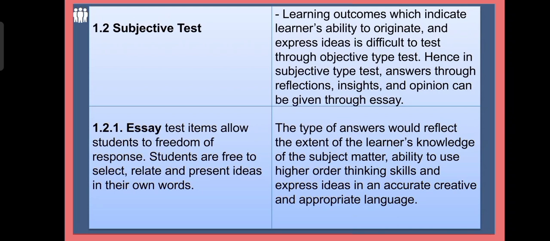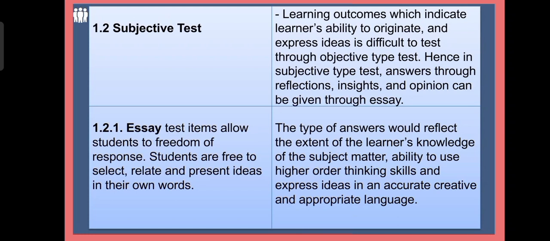Next, essay. Essay test items allow students the freedom of response. Students are free to select, relate, and present ideas in their own words. The type of answer would reflect the extent of the learner's knowledge of the subject matter, ability to use higher order thinking skills, and express ideas in accurate, creative, and appropriate language.